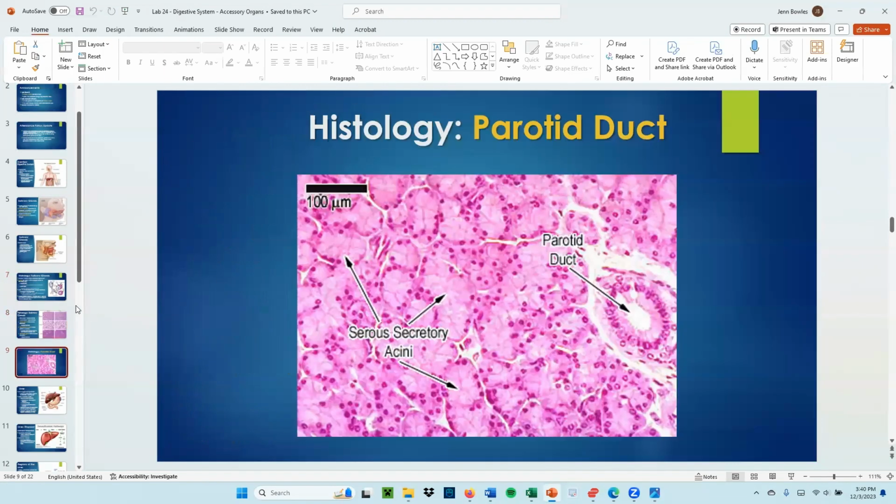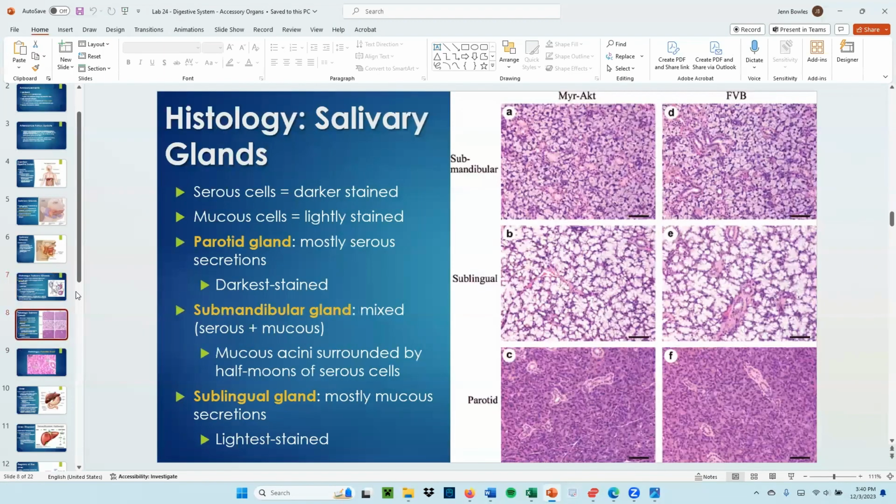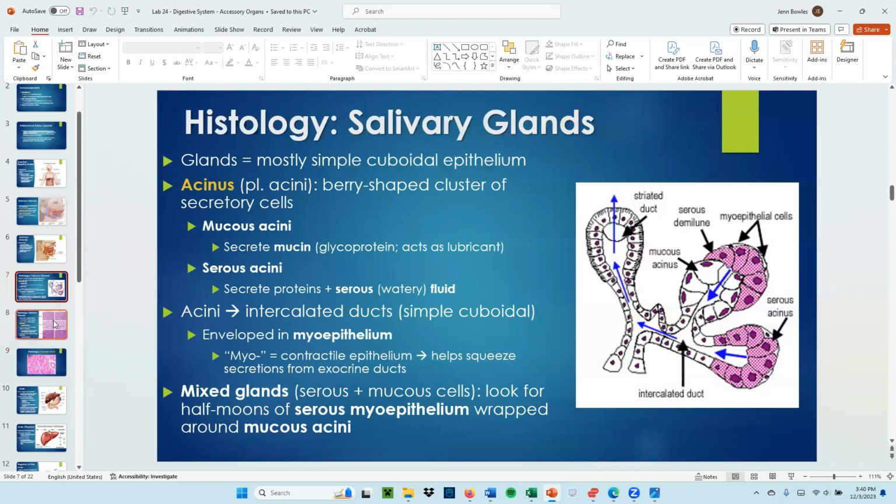Does that make sense? Yeah, the three. Differentiating the three is good. Yeah, so you're mainly just looking at color there. Okay.